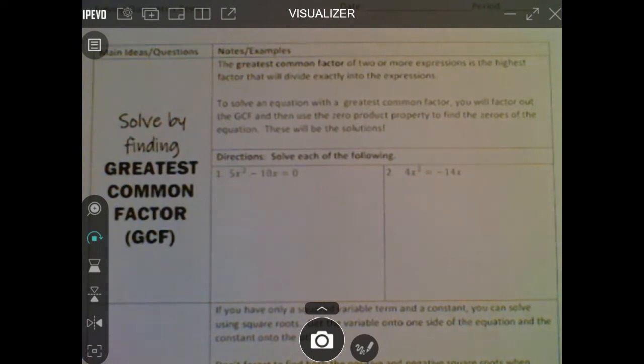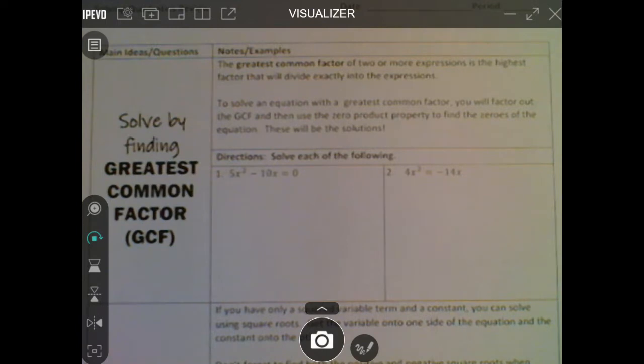All right. Hello, everybody. We're going to do a little bit of a quadratics review today. Most of the stuff you should have learned in Algebra 2, maybe before then. We're going to start by talking about solving quadratic equations by using the greatest common factor.